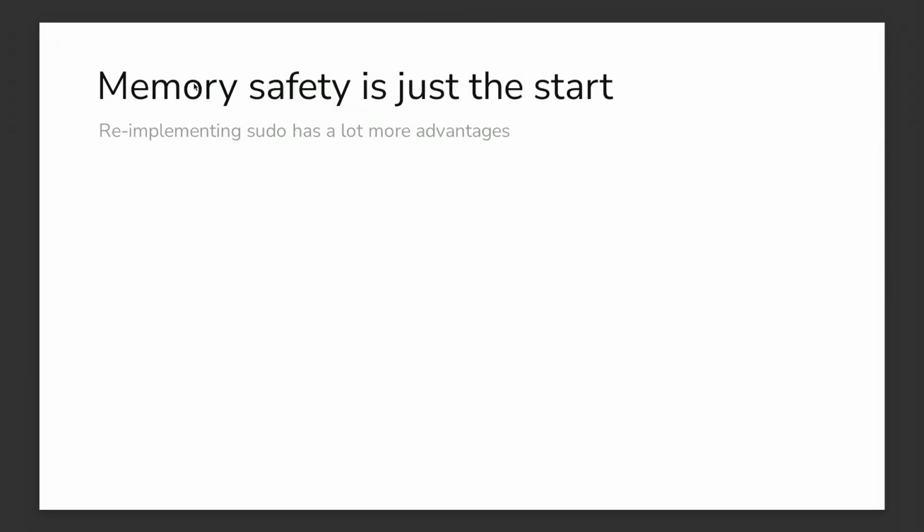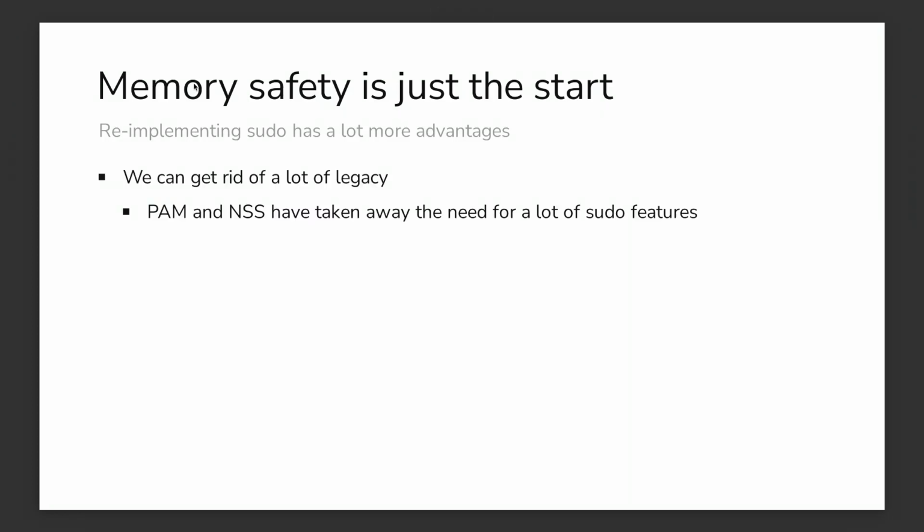So really, all I'm wanting to say is memory safety is just a start, and re-implementing sudo has lots of other advantages as well. Yeah, so the thing, of course, that I mentioned already, we can get rid of a lot of legacy stuff. There's a lot of stuff in sudo that you don't need in a modern system. So for example, PAM, the pluggable authentication modules, which is available in basically any Unix system these days, you can use that instead of having all these custom authentication methods in sudo. So you don't need anything else anymore.